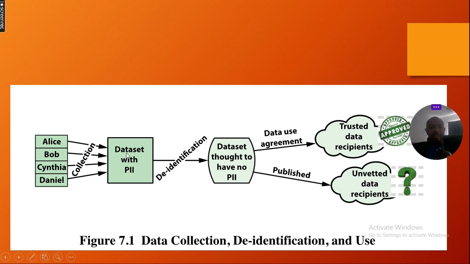Collect data for Daniel. So then it becomes what? A data set with personally identifiable information. All of them put together, you create a database. The database is a data set.